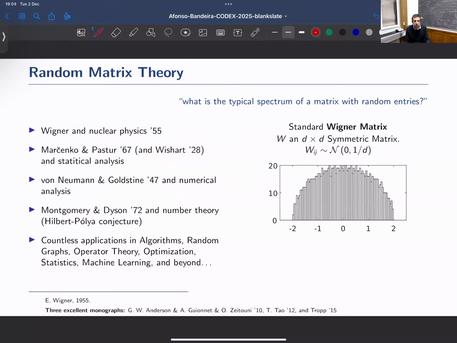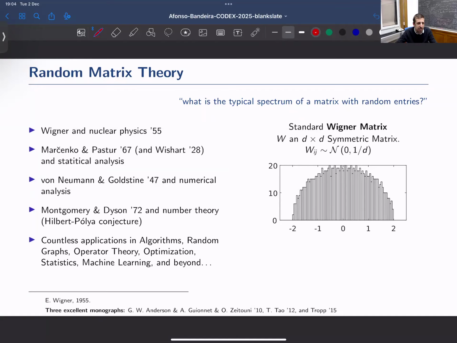So, random matrix theory, let's get to the actual content. The question is, what's the typical spectrum of a matrix with random entries? This goes back at least to the 50s, when Wigner wanted to understand something in nuclear physics. He had to understand eigenvalues of a very complicated operator, and he had the, in hindsight, brilliant idea of saying, okay, this operator is very complicated, what if we just pretend it had random independent Gaussians?